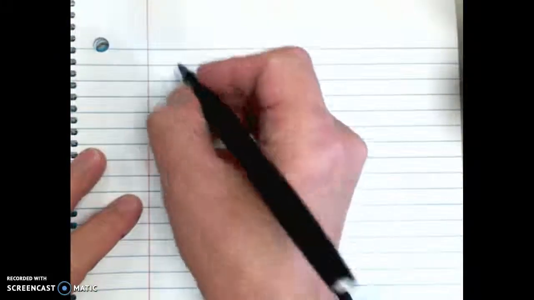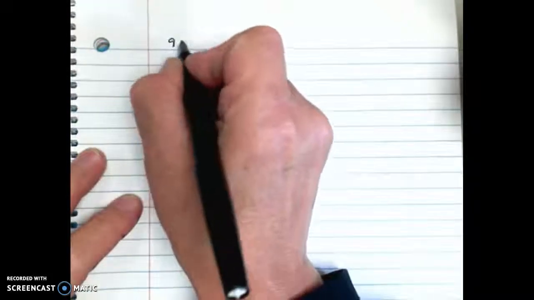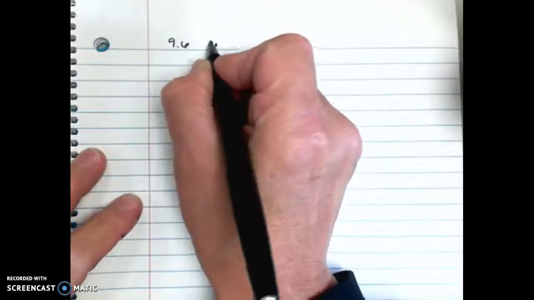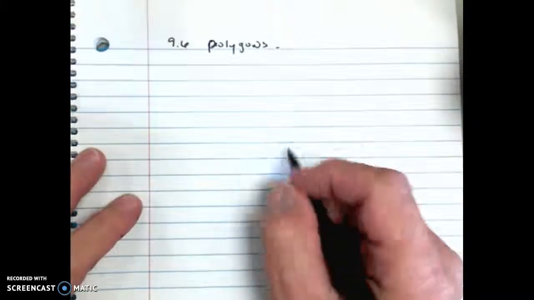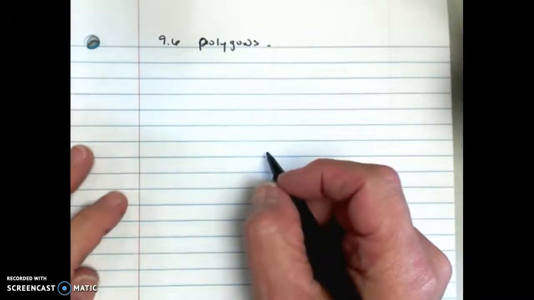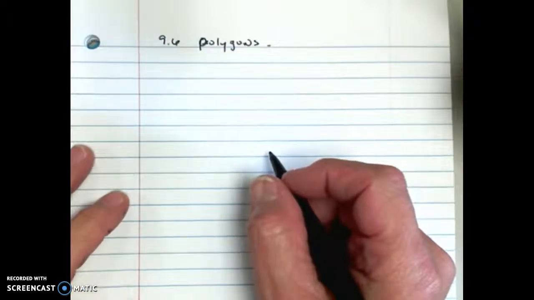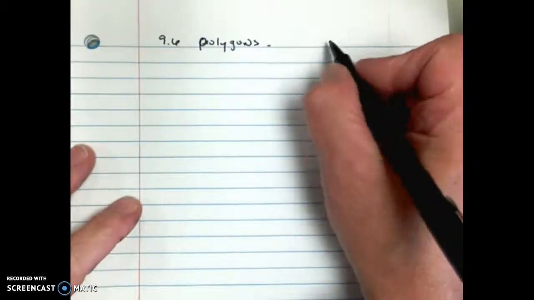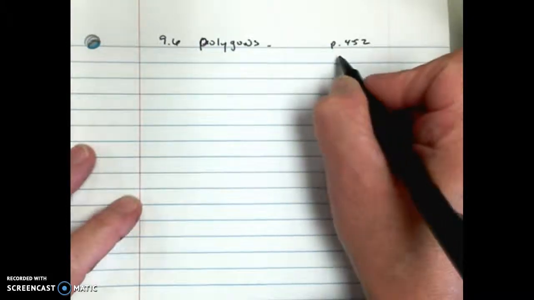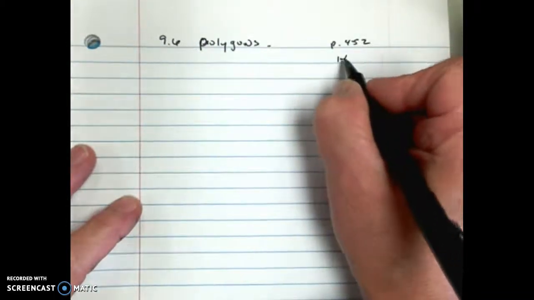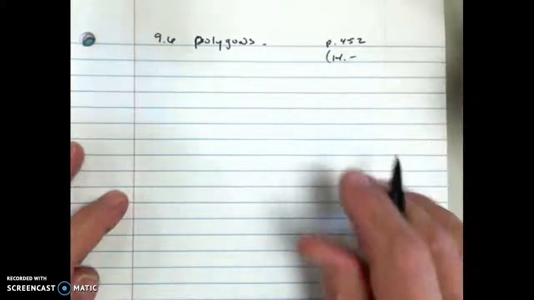Okay, we're going to continue on. This is lesson 9.6 on polygons, a continuation from lesson 9.6, and we're going to be starting on page 452 with number 14. Then we're going to go to the end of the assignment.